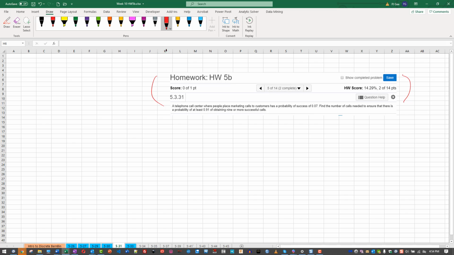Look at this question. A telephone call center where people place marketing calls to customers has a probability of success of 7% or 0.07. Find the number of calls needed to ensure that there is a probability of at least 0.91 of obtaining 9 or more successful calls. This is a real operational directive of a call center, right? If on average out of every 100 calls they get about 7 sales.